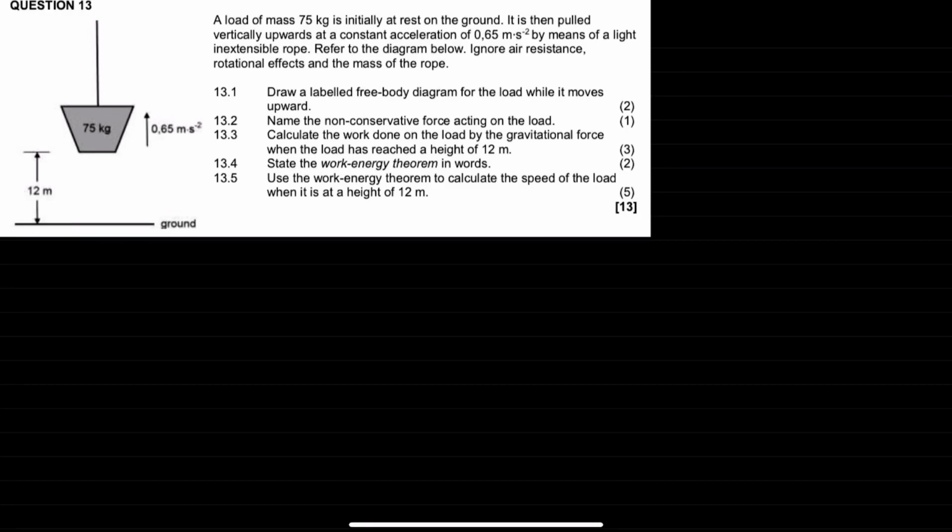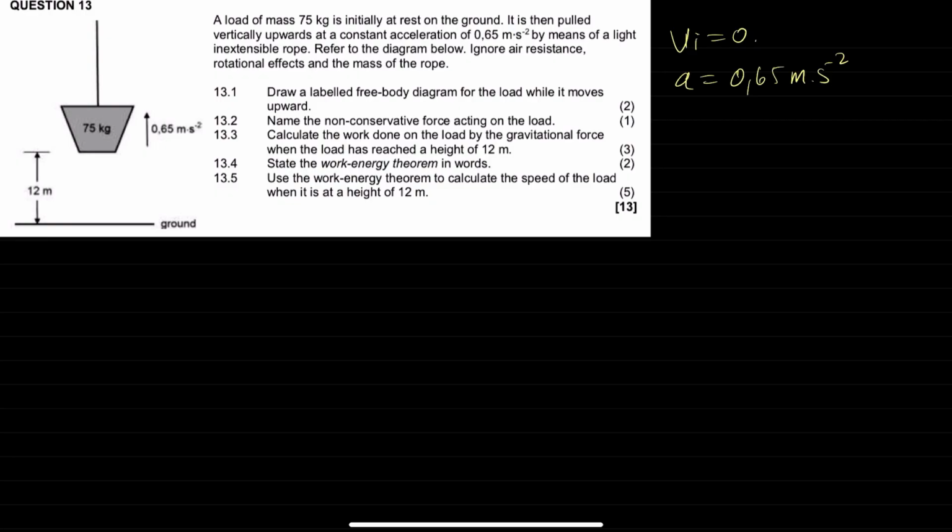So the question reads, a load of mass 75 kilograms is initially at rest. So Vi is equal to 0 on the ground. It is then pulled vertically upward at a constant acceleration of 0.65 meters per second squared. So a is equal to 0.65 meters per second squared by means of a light rope. Refer to a diagram, ignore air resistance, and so on.